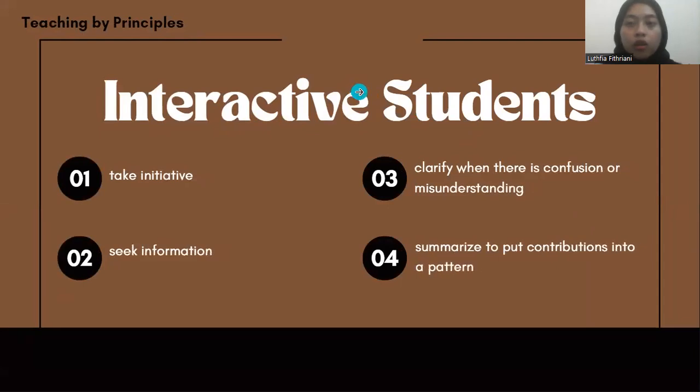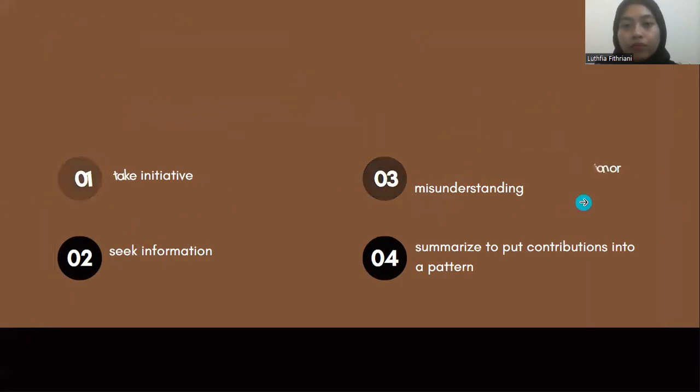Interactive student. What are the characteristics of interactive students? There are some characteristics of interactive students. The first, take initiative. The second, seek information. The third, clarify when there is confusion or misunderstanding. The fourth, summarize to put contribution into a pattern.